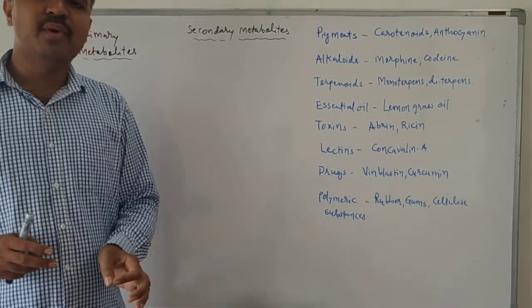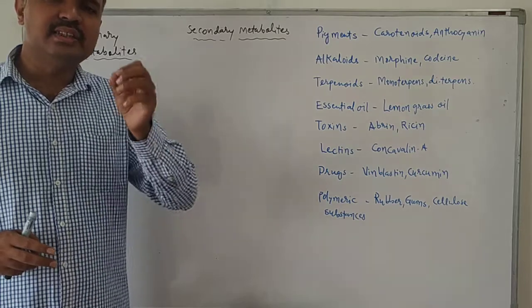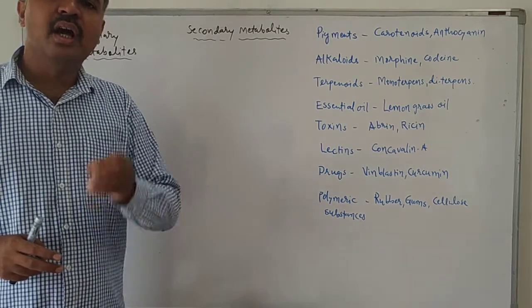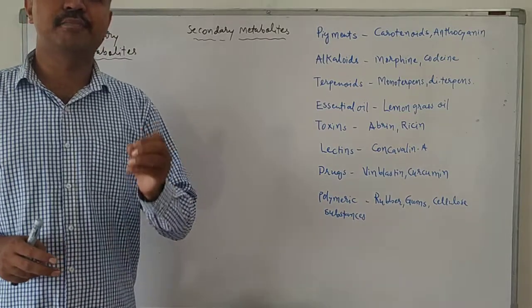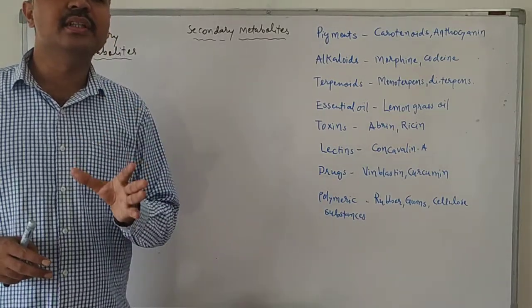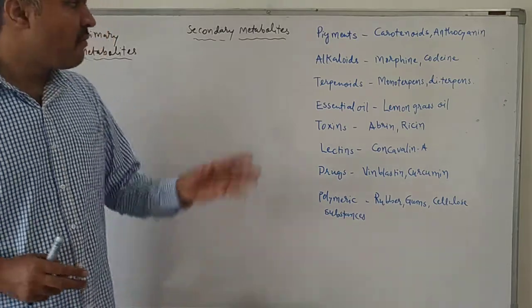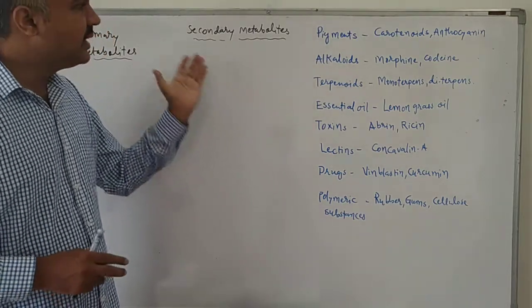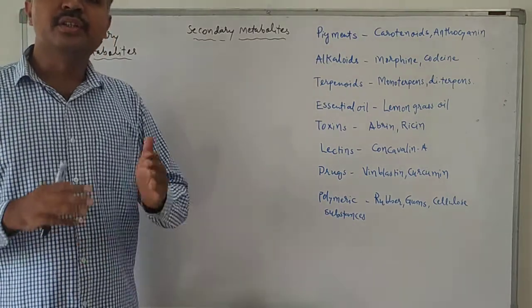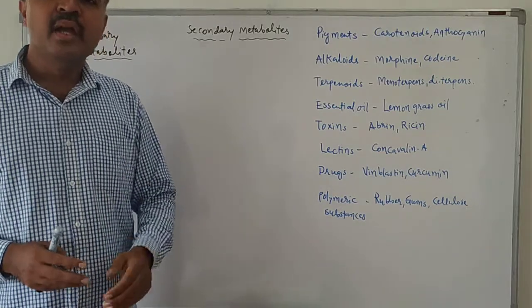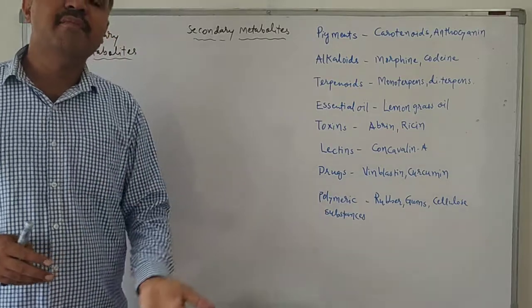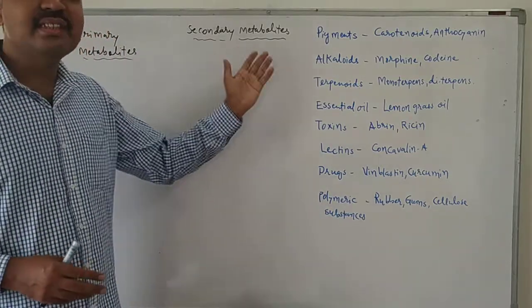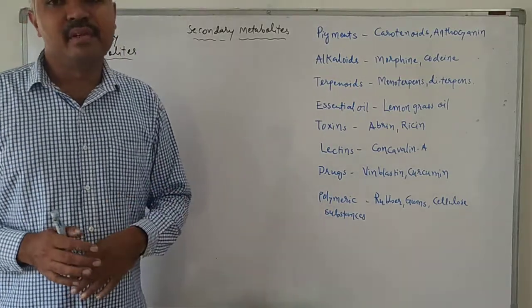What is primary metabolite? Primary metabolite is a substance which has a vital role, a key role in the growth and development of plant. It has a direct role in the growth and development of plant. Whereas secondary metabolite is that substance which does not have a direct role, and it has an indirect role in growth and development of plant, so it is less important for growth and development of plant.